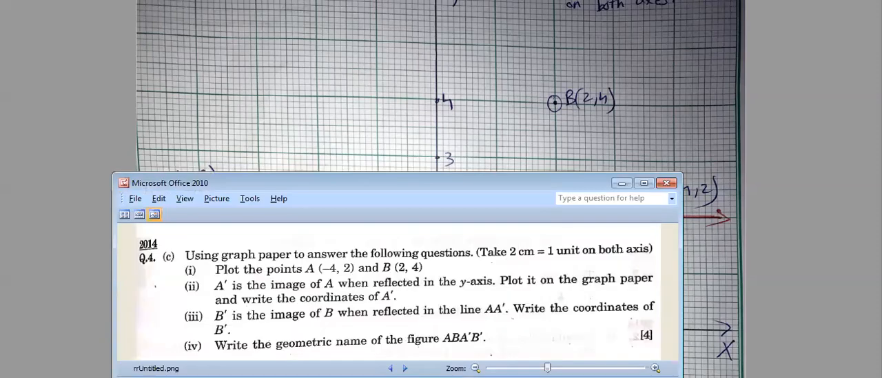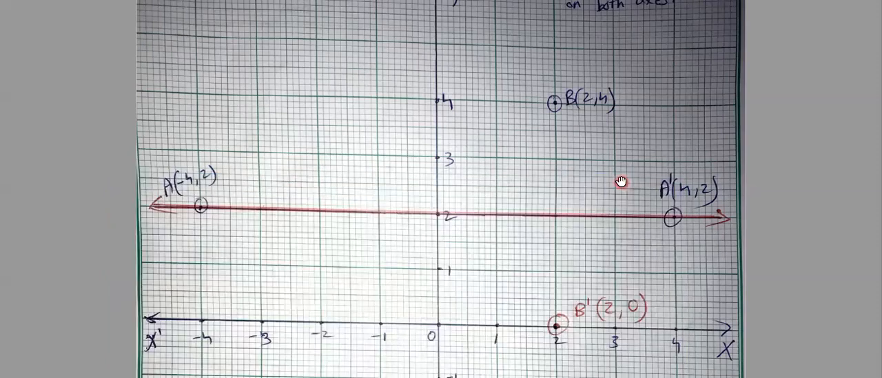Next, what's the question? Write the coordinates of B dash. Okay, we wrote. And of course, you have to write this on the rule page also. Write the geometric name of A dash, B dash. A to B we have to join. Then B to A dash. Then A dash to B dash. And then B dash to A. You have to join it.